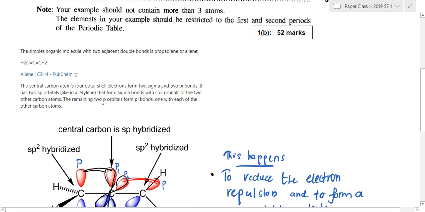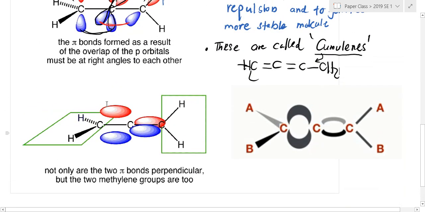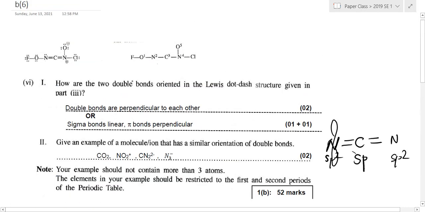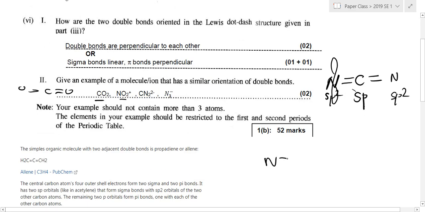Read this by pausing. Okay? Give an example of a molecule or ion that has a similar orientation of double bonds. Give examples like this. Here is carbon dioxide; you know that carbon dioxide is like this. Okay. NO2 plus is like this. CN2 minus, how to draw?